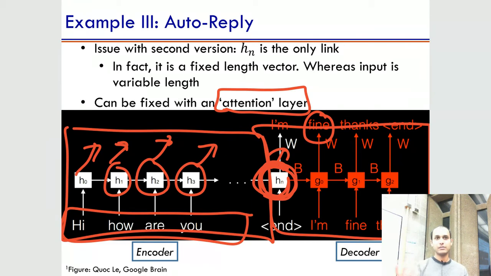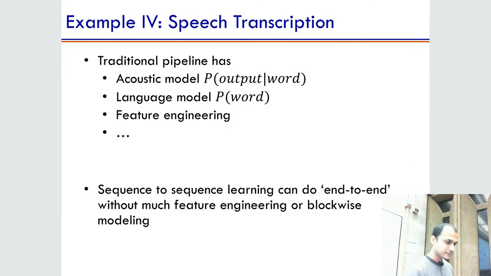This is quite relevant for machine translation, where the first few words of your English are relevant to the first few words of your French. So you would prefer the hidden vectors to be related to the first few words rather than the fully processed full sentence. Okay, so that's it for the auto reply and slight variations of that.